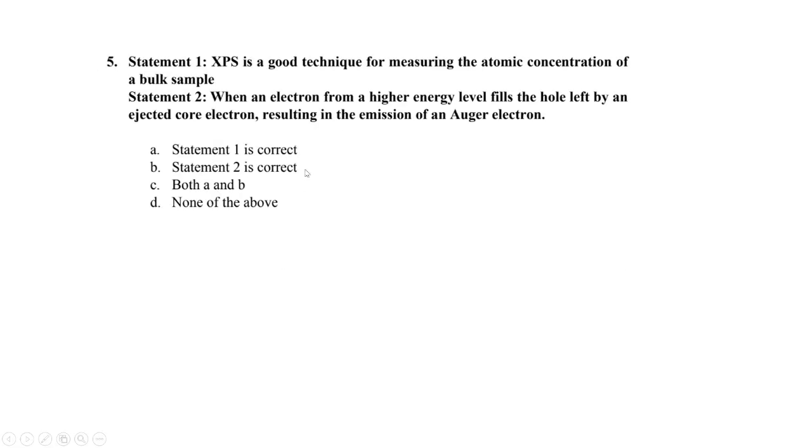Then the last question is the statement one. It tells XPS is a good technique for measuring the atomic concentration of a bulk sample. Is it correct? Statement 2 also tells: when an electron from a higher energy level fills the hole left by an ejected core electron, resulting in the emission of an Auger electron. Which one should be correct, or are both correct? Can you tell me?